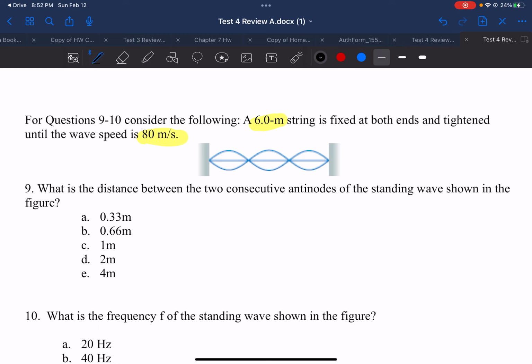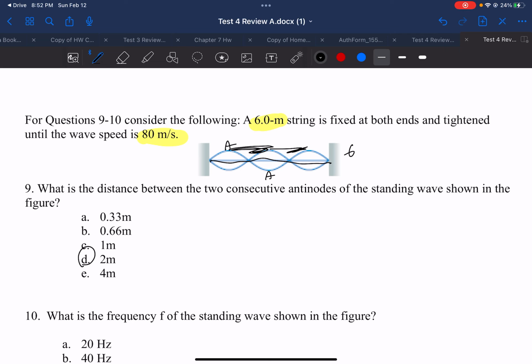So in this particular figure, we have an antinode over here and we have an antinode over here. It's pretty easy to see that this distance is going to be exactly 1/3 of the entire graph. So here you have 1/3, here you have 2/3, and there's a half on either side. So the distance is going to be 2.